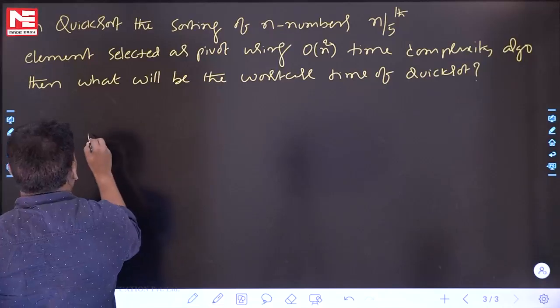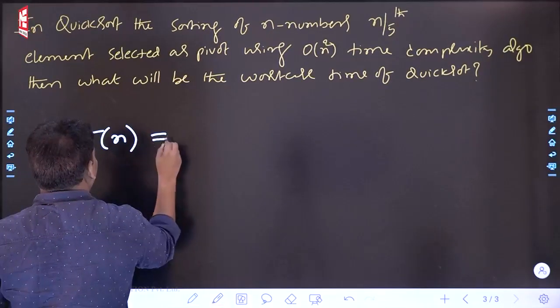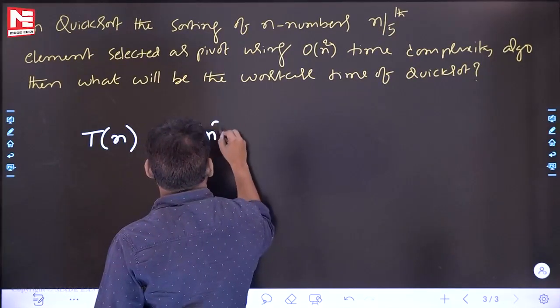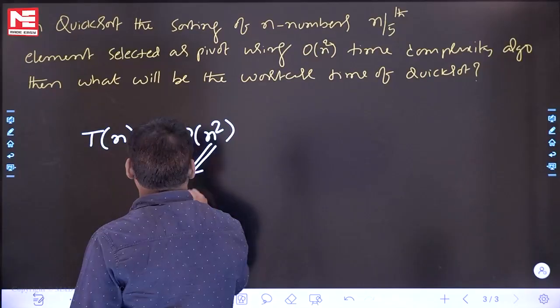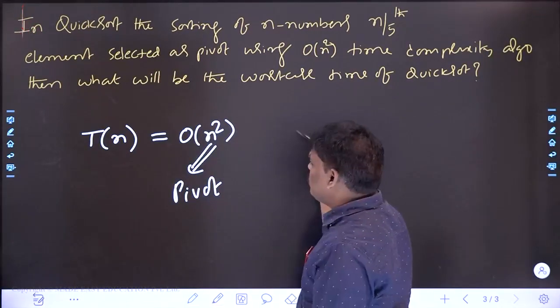Very simple answer. Time complexity of the quicksort T(n) is equal to... Can you help me? What is the first step? Pivot selection. How much? Order of n square. I am writing it also. Pivot selection is order of n square, it's okay.